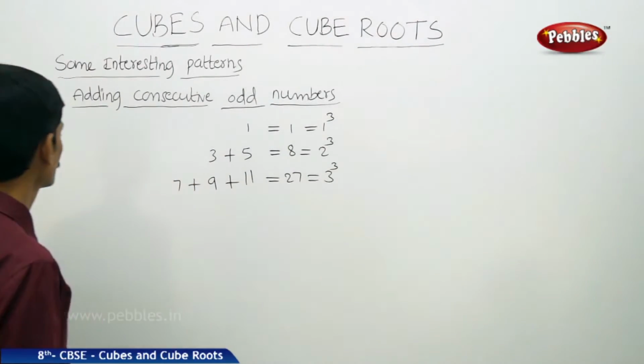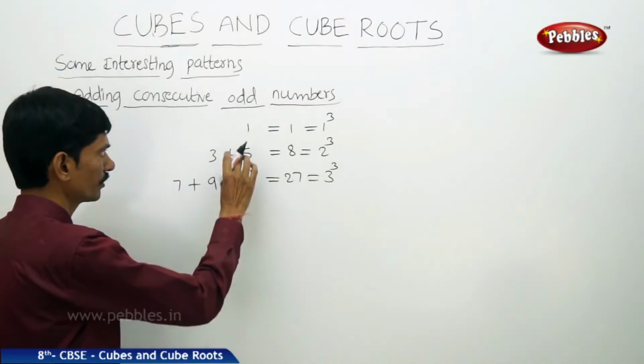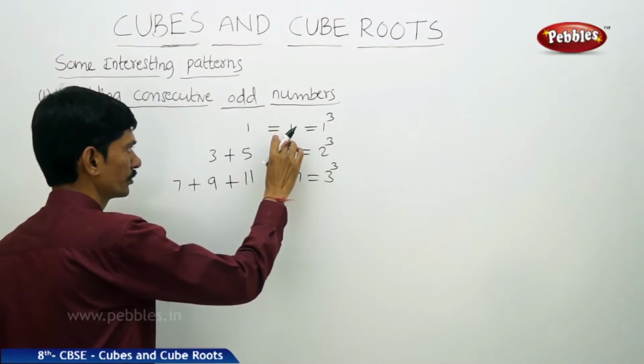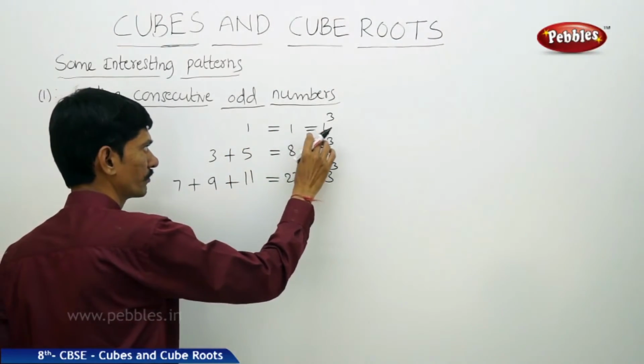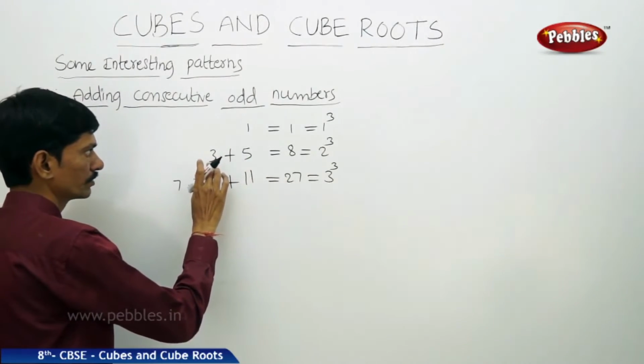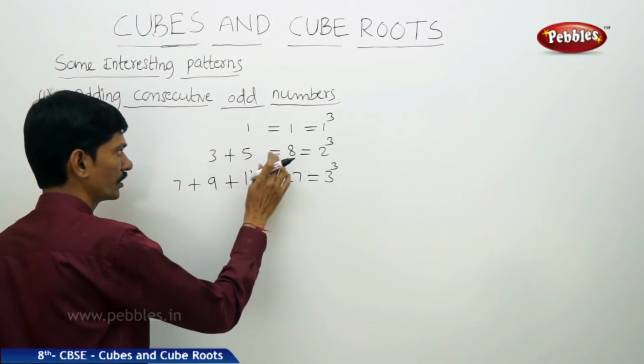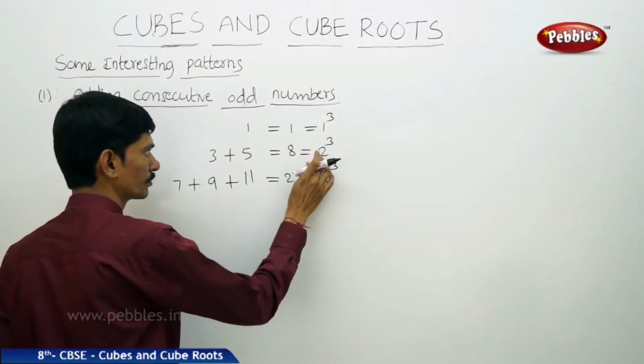Now see the next topic, some interesting patterns. The first one is adding consecutive odd numbers. Now let us take the first odd number 1. So that is 1 itself, then we can write it as 1 cube. Now we will take the next two odd numbers like 3 and 5 and we will add them. So 3 plus 5 equals to 8. This can be written as 2 cube.